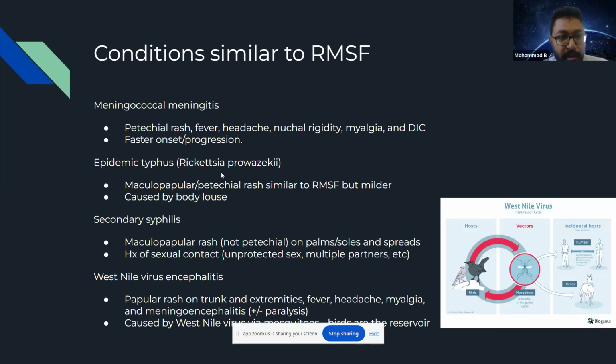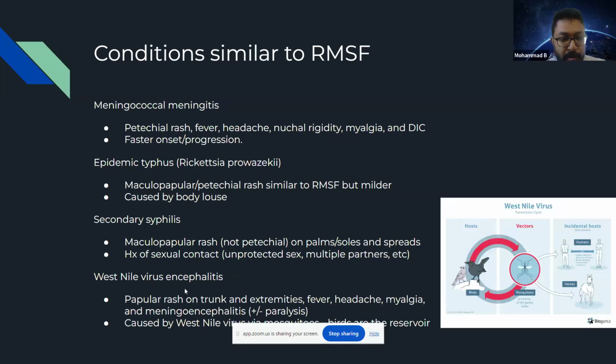Next, we have endemic typhus, also caused by rickettsia. It has a similar rash as RMSF, but it's milder, and it's not caused by a tick. It's caused by a body louse. Next, we have secondary syphilis. As we know for RMSF, the rash begins at the ankles and at the wrist, but for syphilis, it is believed to start at the palms and soles, and then it spreads inwards. And people usually have a history of sexual contact instead of having exposure to ticks.